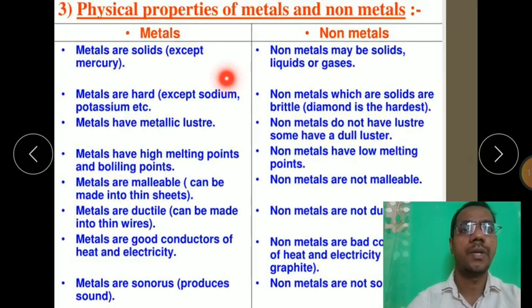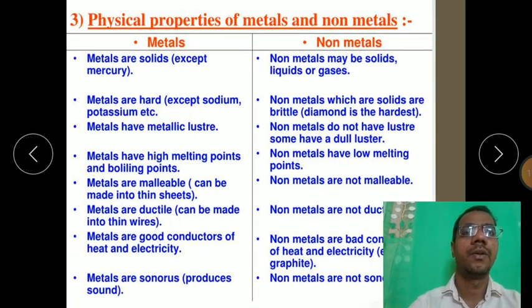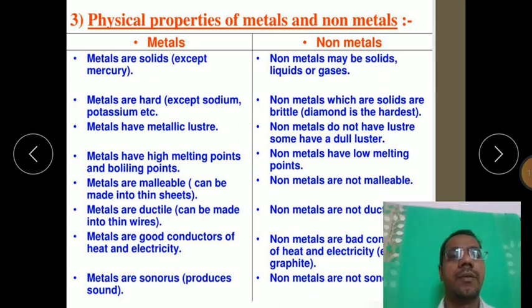So the first point we have is physical state. Second point, we have hardness. Third point, we have metallic luster. Next point, we have melting point.